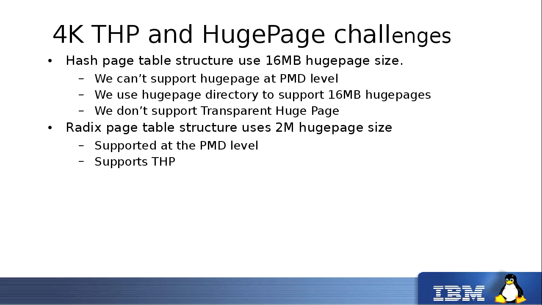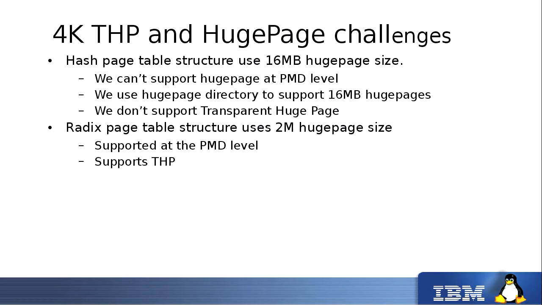The other interesting challenge we had to deal with was supporting 4K Linux page size. Now, this throws quite a lot of interesting challenges. With 4K Linux page size, we can't do transparent huge page on Power 8 because our Linux page table structure is such that the huge page size doesn't fall at the PMD level. We invented a mechanism for doing huge TLB, primarily using something called the huge page directory structure. That made the huge page implementation slightly complex. But 4K THP huge page implementation on Power 8 is really challenging, whereas 4K on Power 9 is really, really simple. Now, with 4K Linux page size, we can do transparent huge page on Power 9.